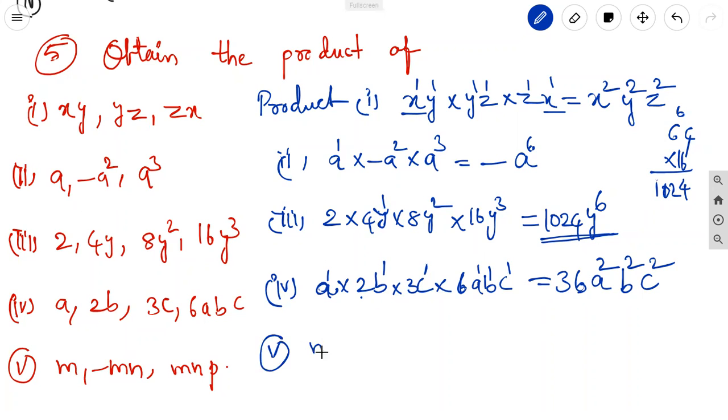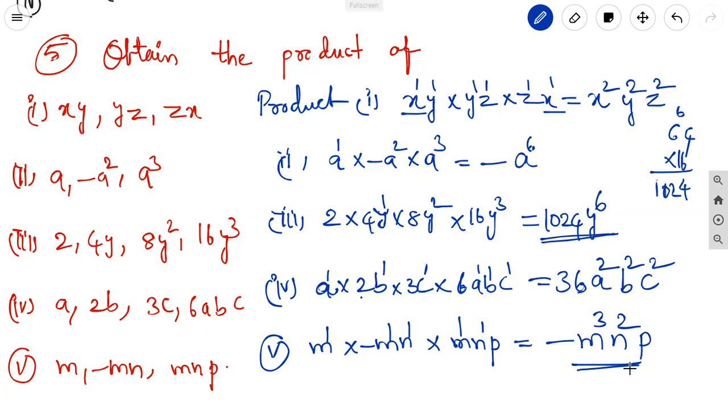Fifth one, product, m into minus mn into mnp. Plus into minus, minus, minus into plus, minus. M power 1, m power 1, m power 1. So base is m, 1 plus 1, 2 plus 1, 3. Next, n power 1, n power 1, n power 1 plus 1, 2. P, that is minus m cube n square p. It is the third question. The exercise is completed.